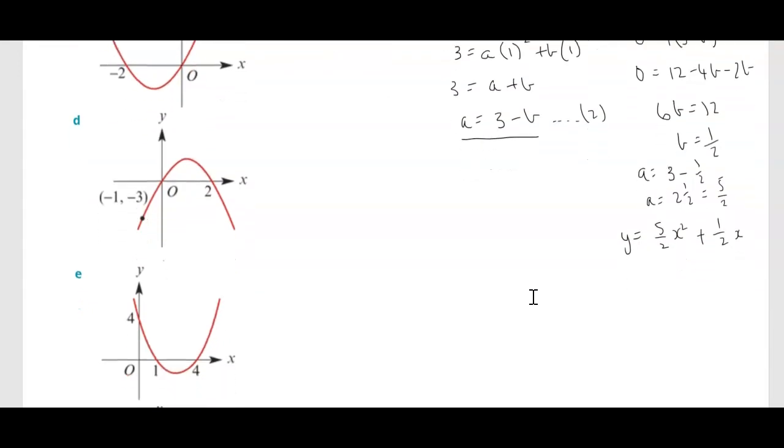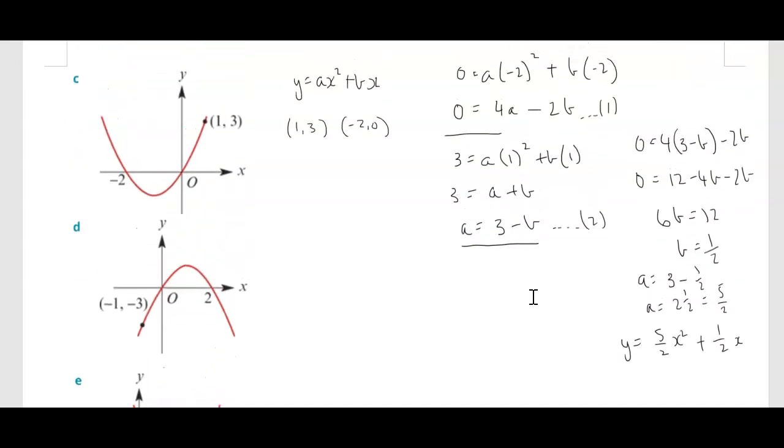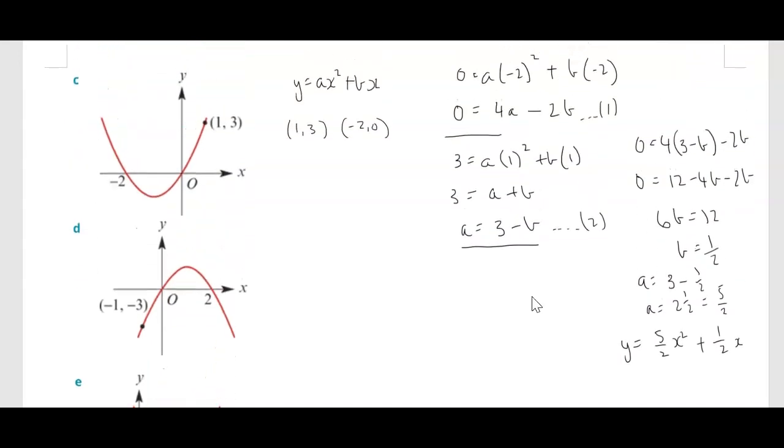D is very similar. Okay, so let me just go back up here. You would use y equals ax squared plus bx again, and your 2 points are negative 1, negative 3, and 2, 0. I know you know it, a is going to be negative. Don't make a negative. It's going to come out as negative. Just leave it like that and substitute your points in.